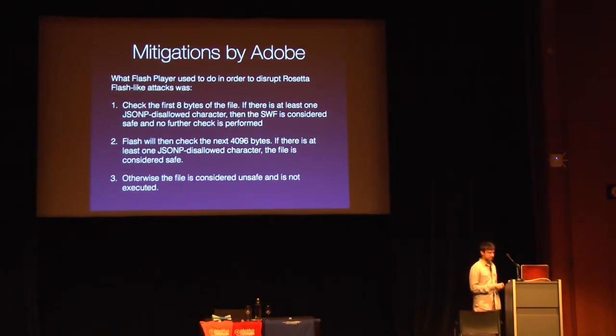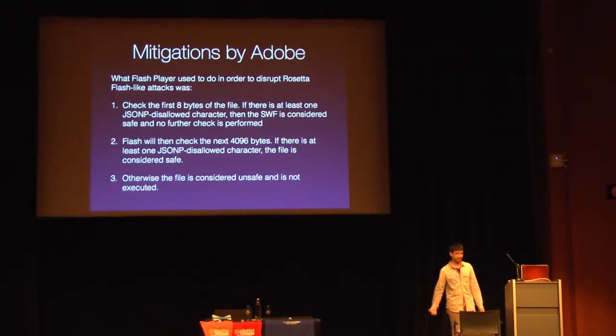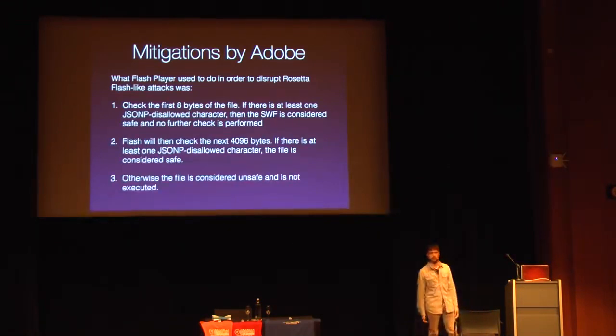So what they did is check the first 8 bytes of the file, and if there is at least one JSONP disallowed character, which is a string definition, then the SWF file is considered safe. And no further check. Otherwise, they check the first 4K of the file. And if there is at least one JSONP disallowed character, the file is considered safe. Otherwise, it's considered unsafe, and it's not executed. Okay?